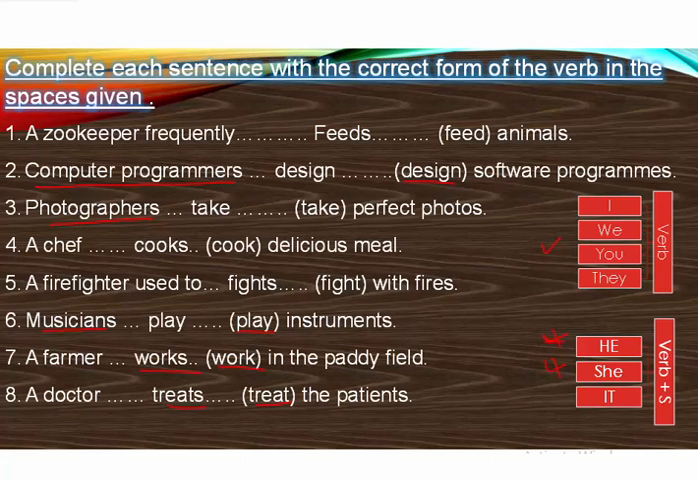So a zookeeper frequently feeds animals. Computer programmers design software programs. Photographers take perfect photos. A chef cooks delicious meal. A firefighter used to fights with fires. Musicians play instruments. A farmer works in the paddy field. A doctor treats the patients.